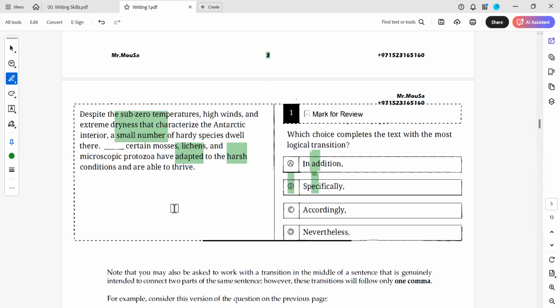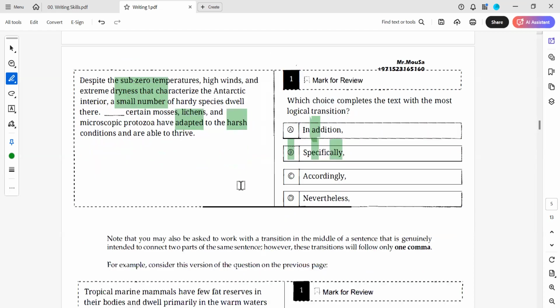In that case, they are giving an example, or we can say exemplifying that small number of hardy species that were able to dwell there. So here, the correct answer we have in B. And that one, we have a continue relationship, giving examples. So specifically is the fittest answer. Okay.